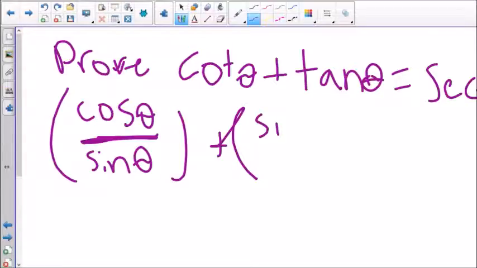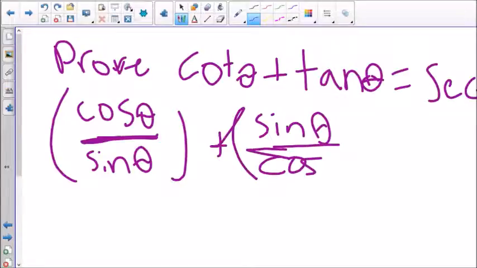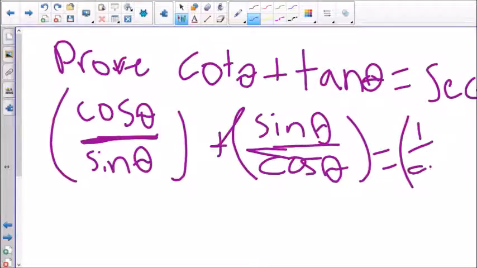Plus sine theta, because tangent is also a ratio identity, sine theta over cosine theta. I'm sorry about this mess, but I'm trying my hardest here. That would equal, oh, I hope I can fit this in, 1 over cosine theta times 1 over sine theta, because secant is 1 over cosine and cosecant is 1 over sine.